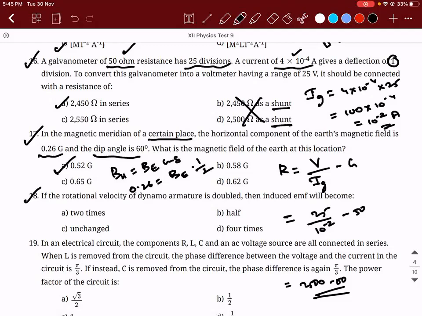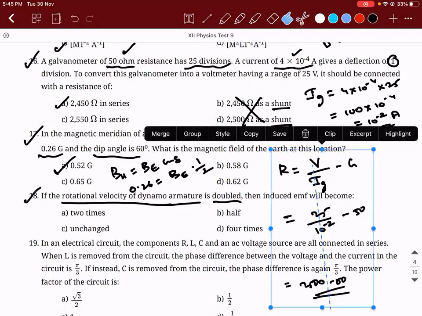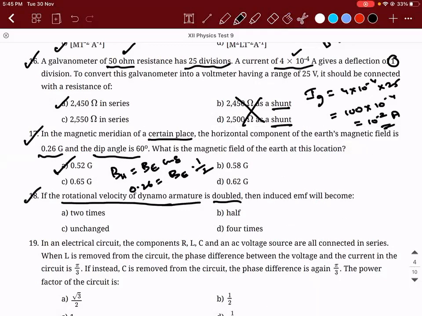18th. If the rotational velocity of a dynamo armature, meaning the AC generator, is doubled, then what will happen to the induced EMF? It is NBA omega. This is the maximum value. I'm observing that EMF is directly proportional to the rotational velocity, the angular velocity. So if this value omega is doubled, what will happen to the induced EMF? That will also become 2 times.